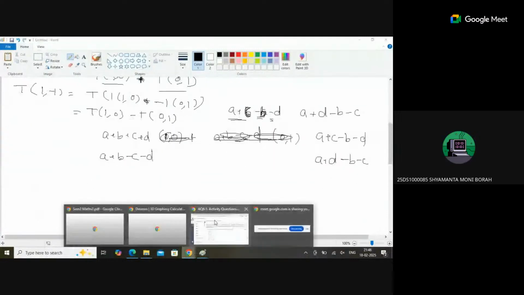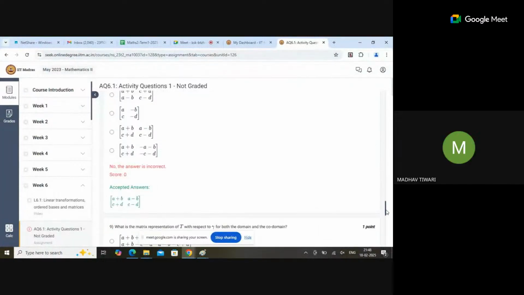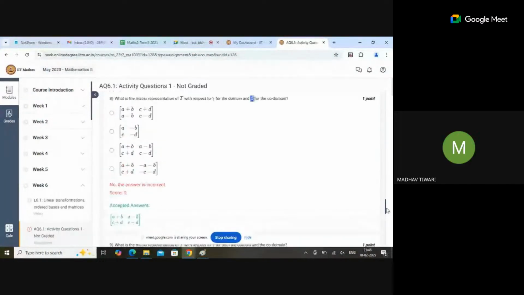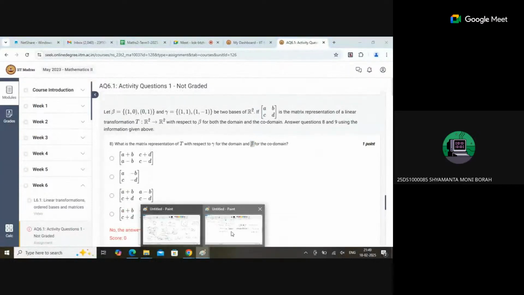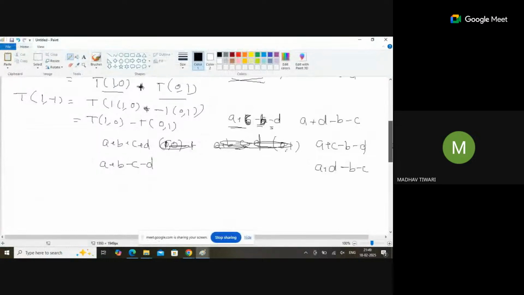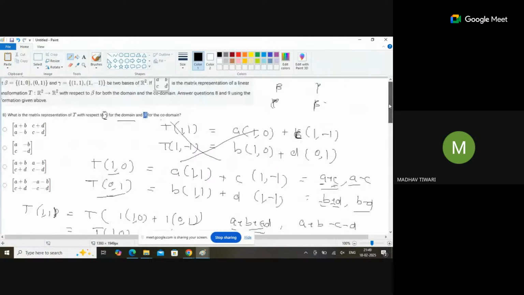Maybe I will have to check this question. Let me check this one. It is saying A. Will we have to reduce that? Maybe. Yeah, we can reduce it, but it is not a good thing to do.